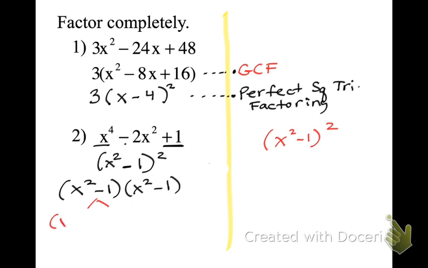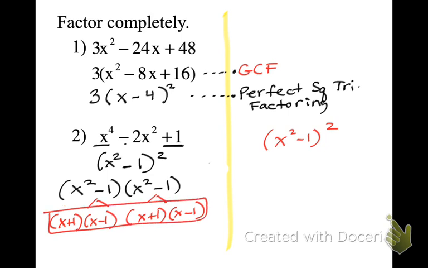Do x plus 1 and then times x minus 1. Good. And the next one? x plus 1, x plus 1, x minus 1. Now, I could stop there, or I could say, x plus 1 squared and x times the quantity of x minus 1. Okay? All right, that is our lesson for today.